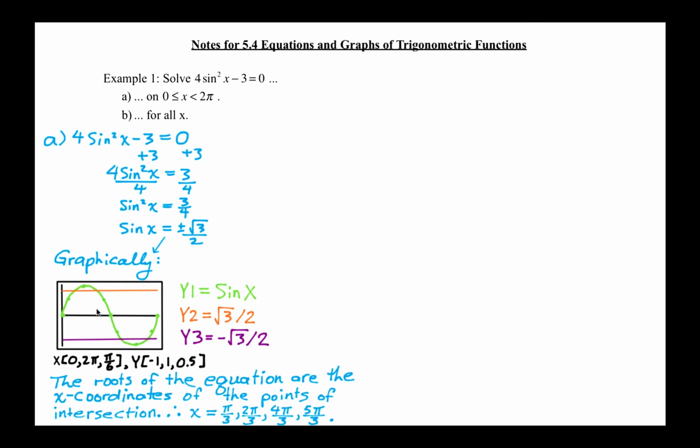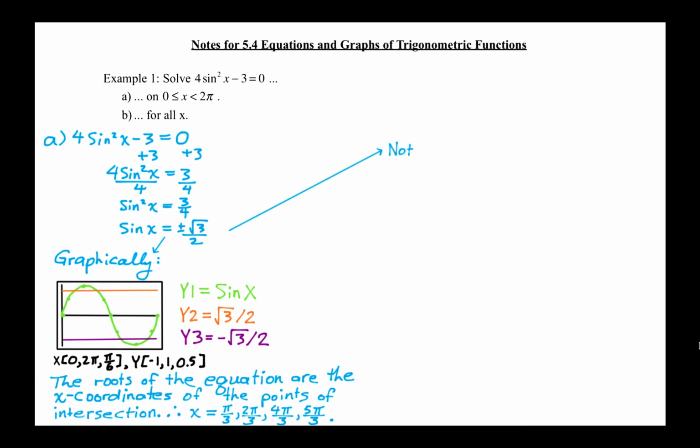And then at x equals 2 pi over 3, we also get root 3 over 2 for y. And so that's the second x-coordinate that gives you intersection of the sine x with root 3 over 2. And then the last two here come from, so at x equals 4 pi over 3, this gives you negative root 3 over 2 for sine x. And at x equals 5 pi over 3, we get negative root 3 over 2 for sine x. So those are the 4 roots of the equation, and they are the 4 points of intersection on the graph.